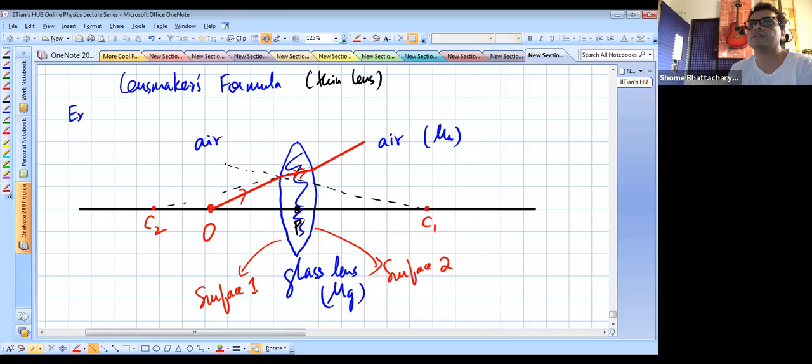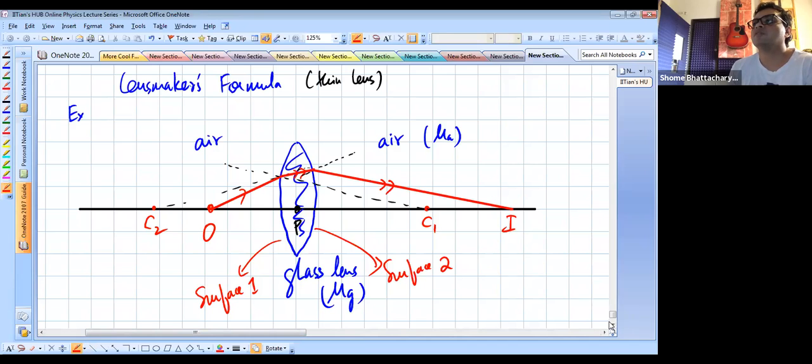Here it tends to bend away from the normal, since it is going from glass to air. The normal is something like this, let's say, so it bends away from the normal. In fact, let's assume it bends enough away from the normal to do this, and that's why it's finally giving me a real image somewhere over here.